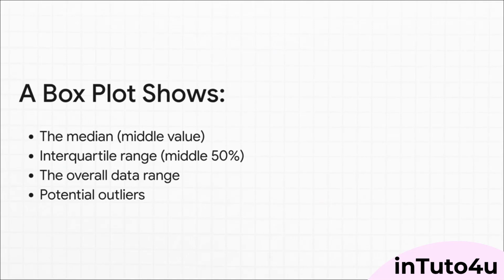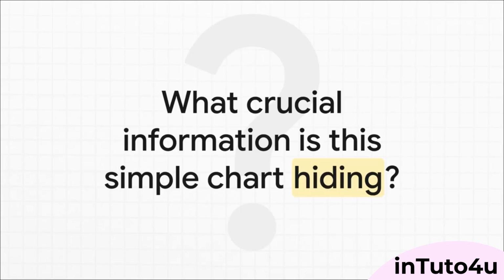You get the median right there in the middle, the box shows you where the middle 50% of your data lives, and the whiskers give you the overall spread, sometimes even flagging those weird outliers. It's clean, it's efficient. But here's the catch with simplicity. Sometimes it simplifies things a little too much. It summarizes so well that it can actually hide the most interesting parts of the story. So you have to ask, what is this simple little box not telling us?